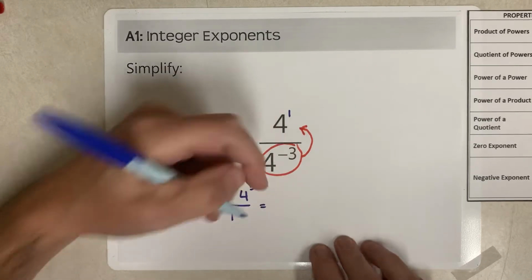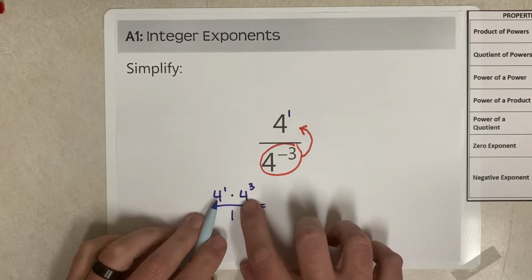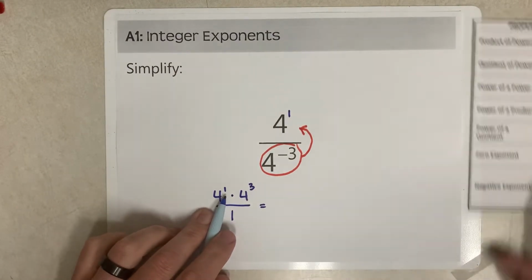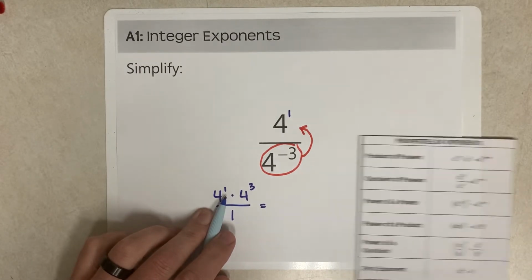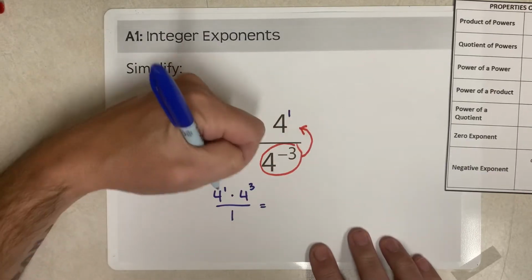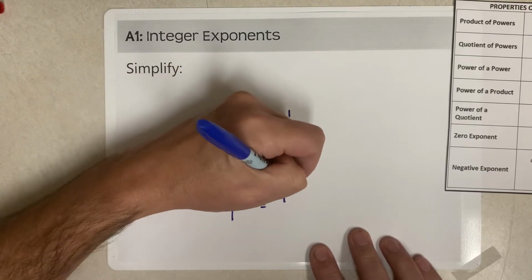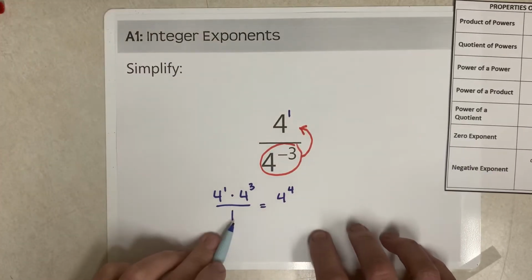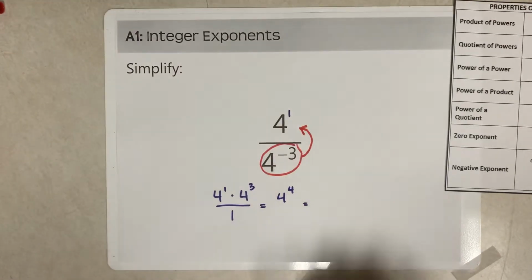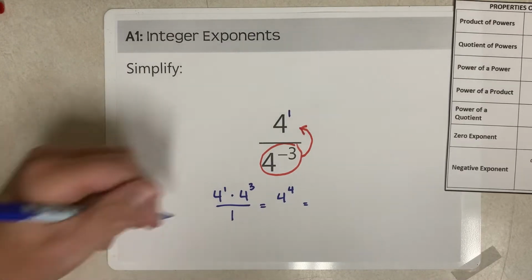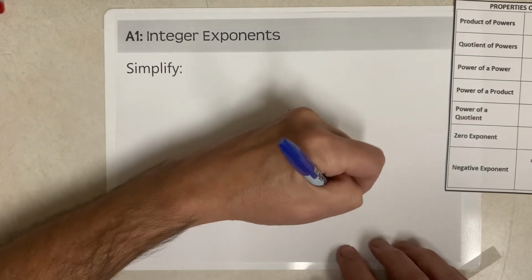So now let's take a look. I have 4 and 4, same base. So I'm going to add the exponents together because that's what my product of powers property says. So I'm going to add the exponents, and 1 plus 3 is 4. Now I'm going to drop the 1 because I don't need the 1 in the denominator. So I'm not even going to write it. So now I just have to figure out what 4 to the 4th power is, and that is going to be 256.